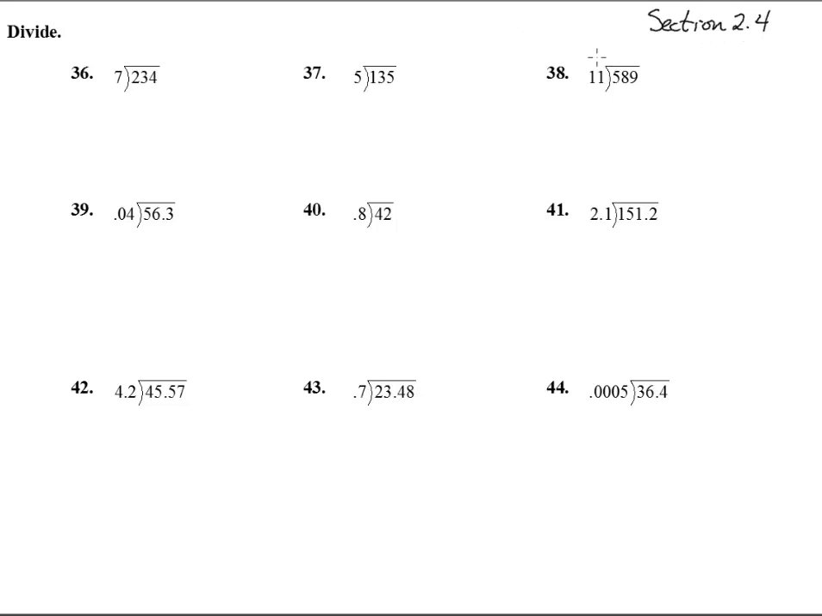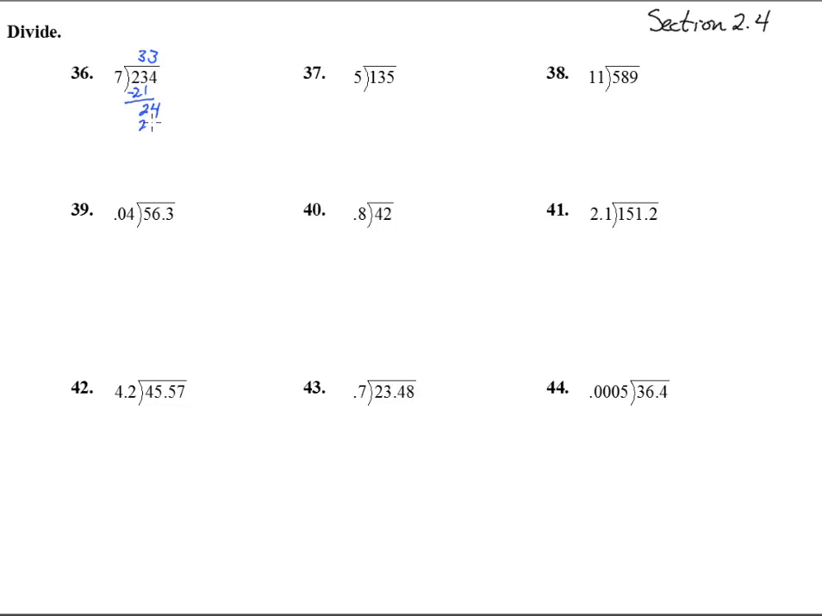Okay, here we are at section 2.4 with the answers 36 through 44. We're going to do some division here. 7 goes into 23 3 times. 3 times 7 is 21. Subtract that, we get a 2. 4 comes down here. 7 goes into 24 3 times.